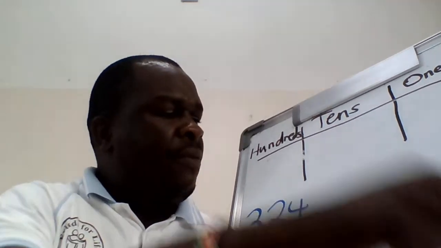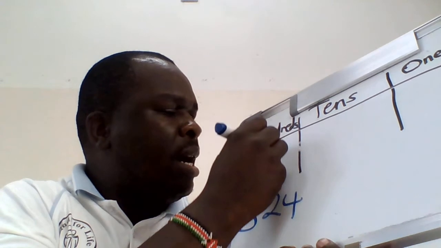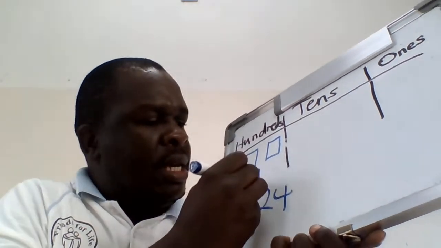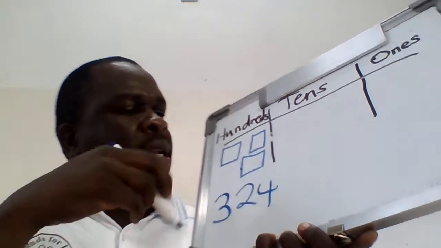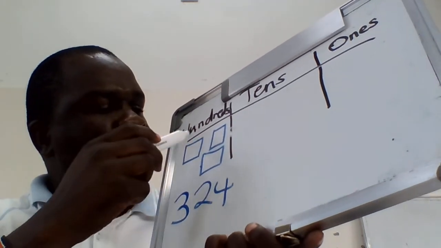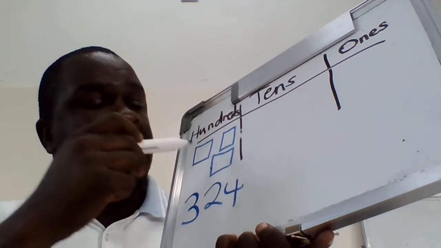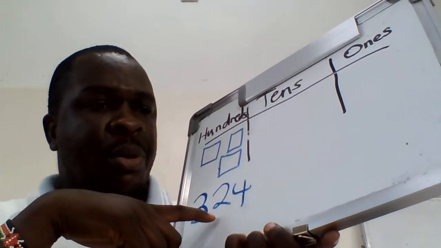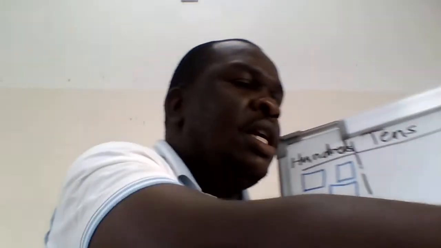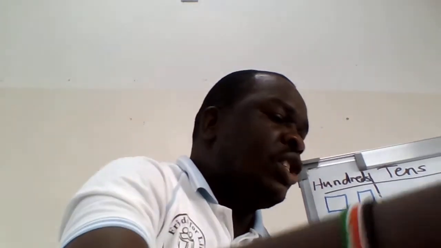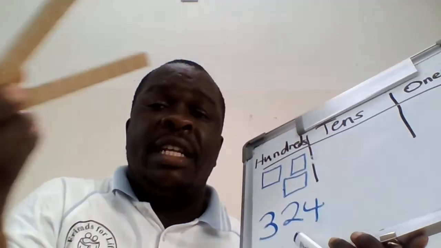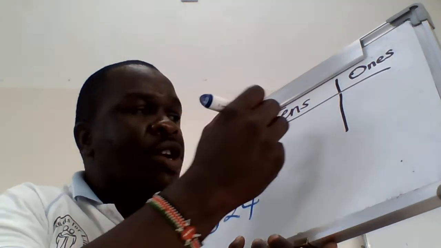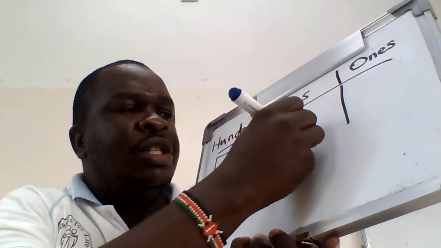Therefore, I'll put here 1, 2, and 3. These are 300. And in the tens place value, we put there how many? 2. In the tens place value, we shall put there 2 tens. Therefore, I draw there 1, 2.